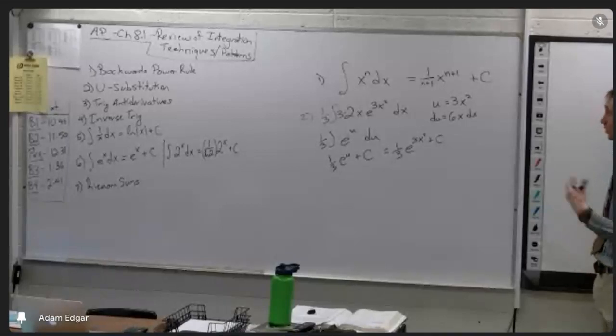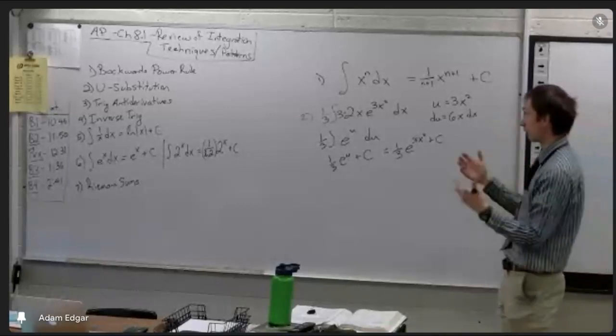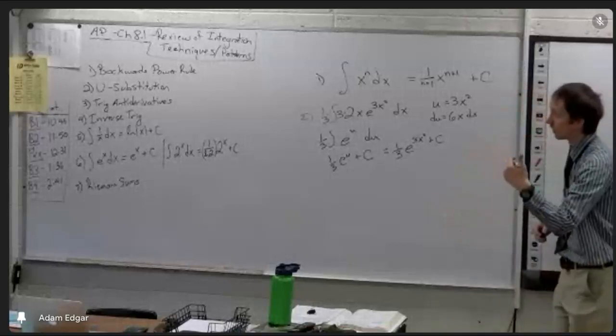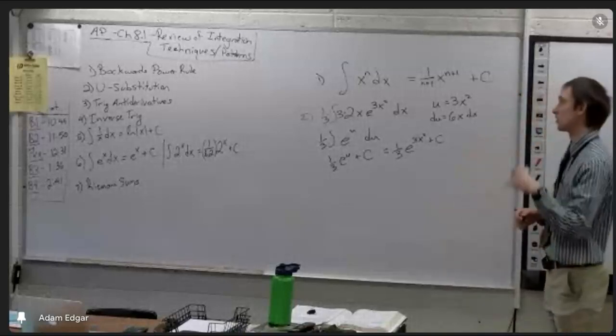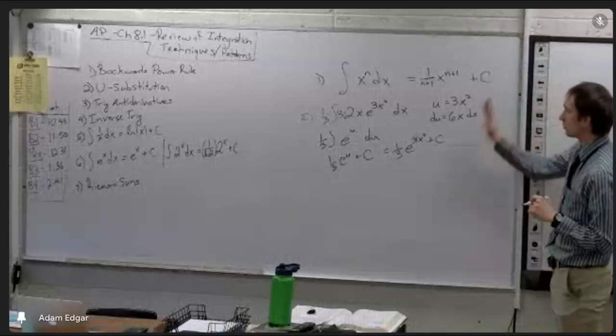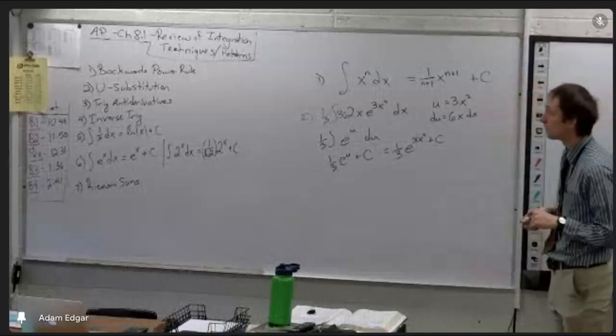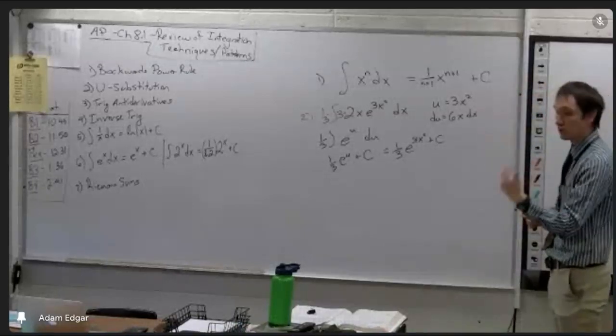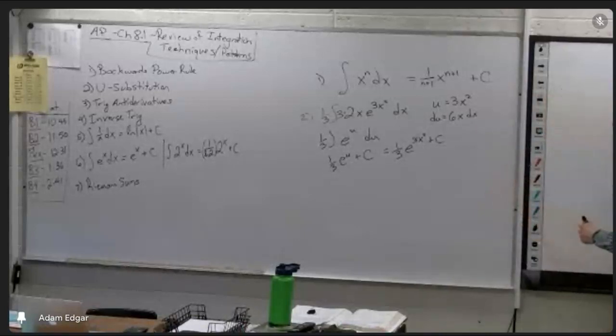We can do that also with all sorts of other things, like general fractions. We can do that with radical functions. We can do that with trig functions. U substitutions are useful all over the place. Let's review just our trig antiderivatives. This is where things get a little tougher.